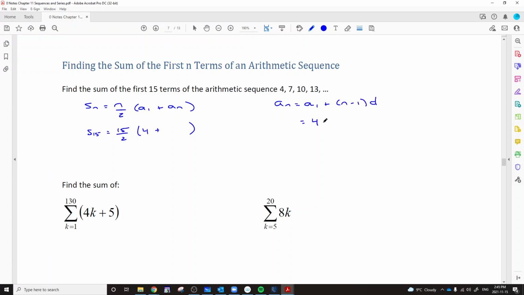So in this case, the first term is 4. The number of terms is the 15th term we're finding, so n is 15. And my common difference is 7 minus 4, which is 3. Plugging this in, I've got 4 plus 14 times 3, which is 42. And that gives me 46 is my 15th term. So now you can take that 46 and plug it in for the 15th term. So 15 divided by 2 times 50, which gives us 375. So the sum of the first 15 terms in this sequence is 375.